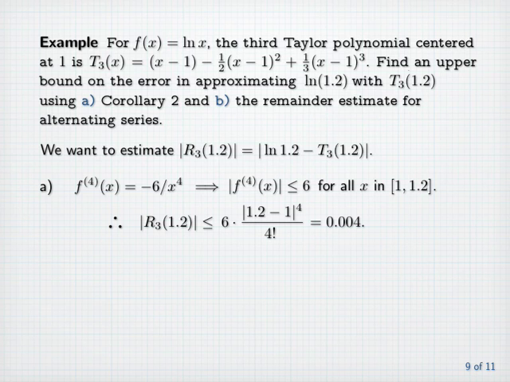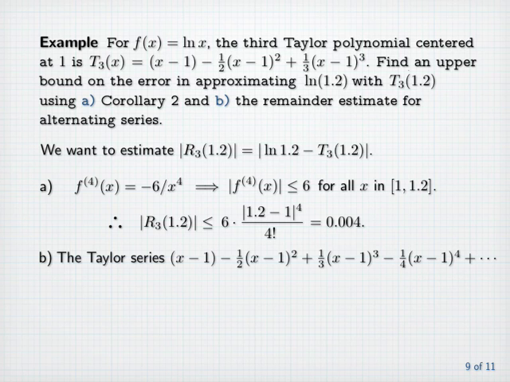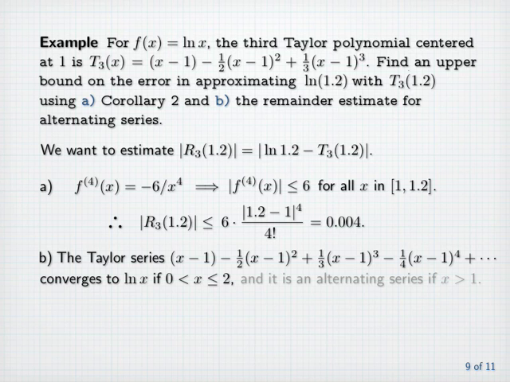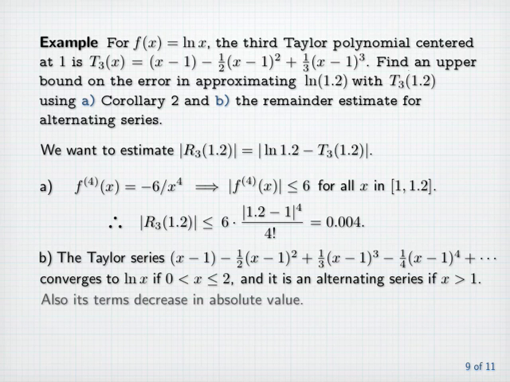0.004. Now, the Taylor series x minus 1 minus 1/2 of x minus 1 squared plus 1/3 of x minus 1 cubed and so forth converges to the natural log of x if x is greater than 0 and less than or equal to 2. We know this from the derivation of the series from the geometric series. The series is also an alternating series if x is greater than 1, and its terms decrease in absolute value for any x in its interval of convergence.